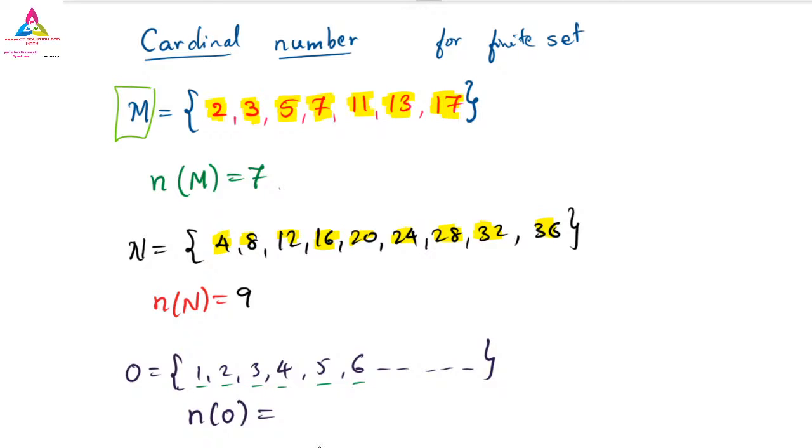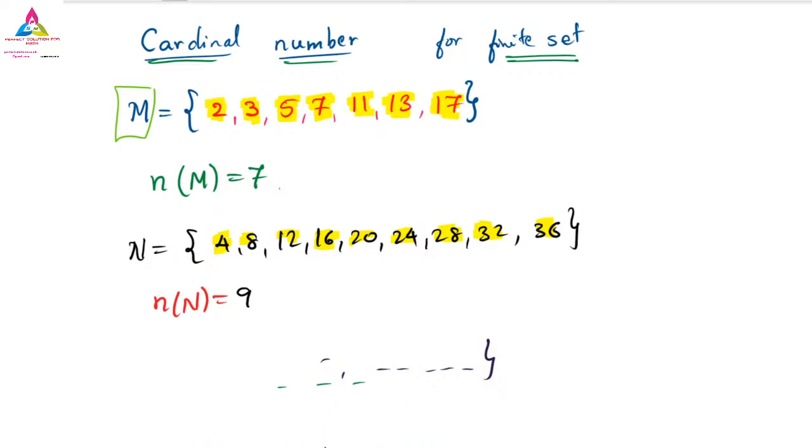Yes, we can't find it, because I have already told you the cardinal number only refers to a finite set. We can't go with an infinite set because we don't know how many numbers there are after 1, 2, 3, 4, 5, 6, and it is not possible to count. So we can't find it for this O. We can write infinite, but we can't write the exact value. It is an infinite set. Very good, all of you.